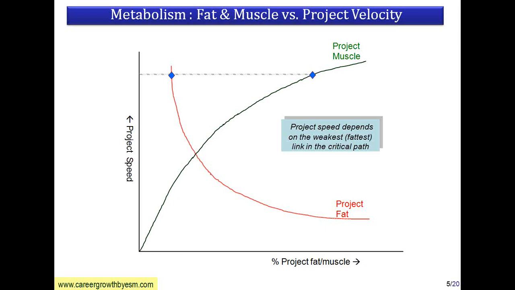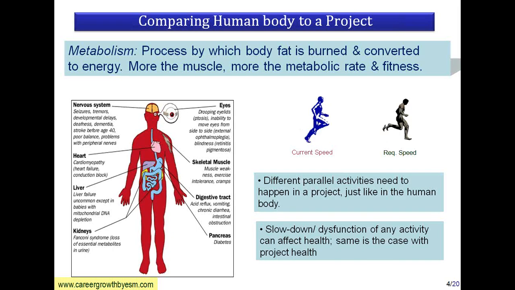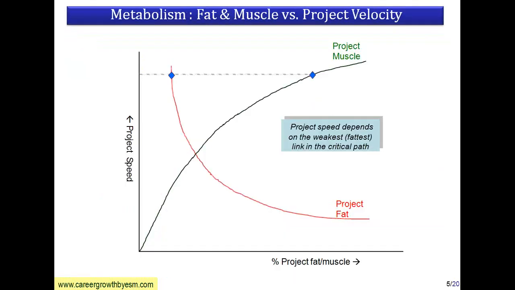If you look at it, the more the project muscle, the more the speed of the project. At the same time, when the muscle increases, the amount of fat is less, so more project speed can be achieved. And very importantly, the project speed actually depends on the weakest link in the critical path, the fattest.